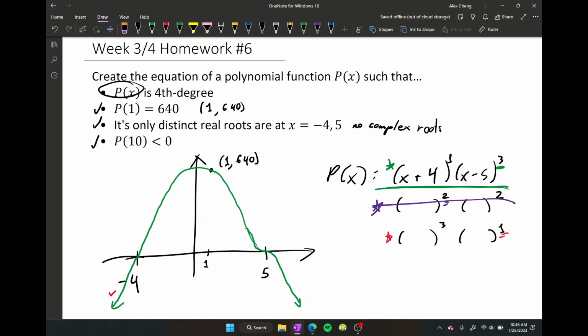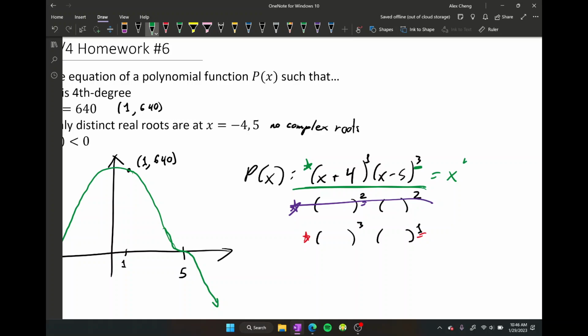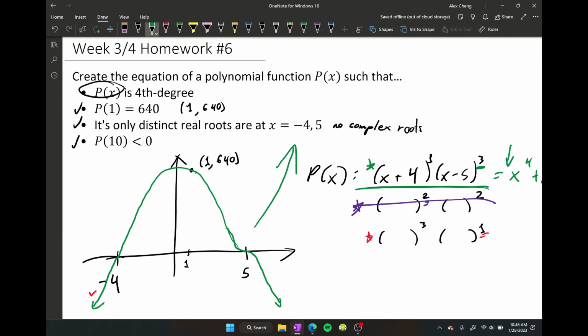Sorry, yeah, you'll plug in 1, you don't get 640. And also, if you were to multiply this out, we also know that this is going to be a positive 1, x to the 4th plus etc. And, well, if it's positive x to the 4th, the graph should end up here, which is obviously not what's happening. And I want to take the time to explain why this happens.